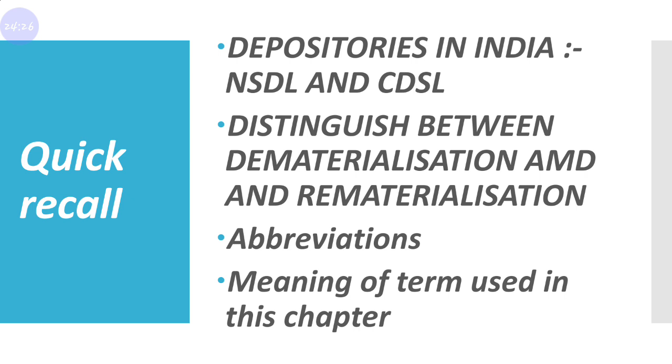We have also learned about the distinction between dematerialization and rematerialization. Then we have seen the different meanings of terms used in this chapter. Then last but not the least, we have seen the abbreviations. I hope you have been clear with each and every point. So if you have any doubt related to anything, you can drop down a message. We will discuss that particular point.